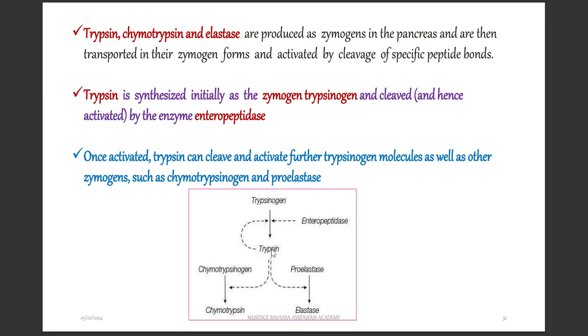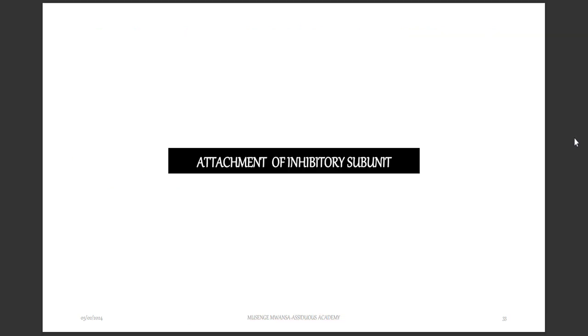This is what we are showing here. You look, we had produced first trypsinogen on top here. Enteropeptidase acts on this trypsinogen, and you produce trypsin. And then the trypsin can now get to work on a proelastase, producing the active form, which is the elastase, and also working on a chymotrypsinogen, producing the active chymotrypsin. So that is how these zymogens work. Okay, zymogen is just the inactive form.